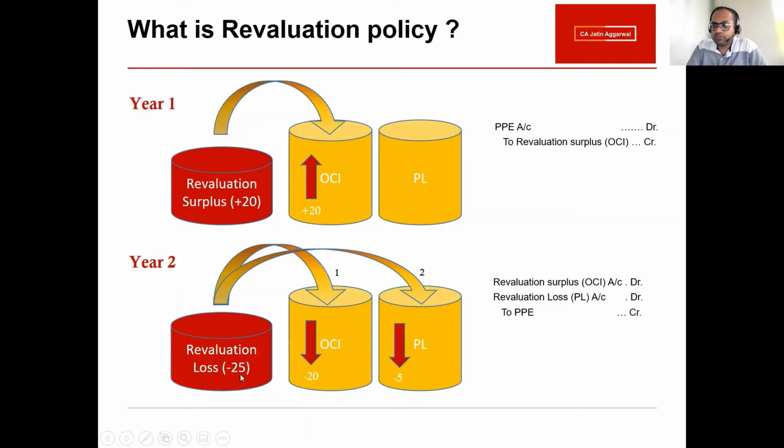For accounting this 25 rupees of loss, first you will utilize the surplus which is available in the OCI. So first you reduce your OCI balance of 20, and whatever is the balancing figure, the second step would be to park this extra loss into your P&L. So what is going to be your accounting entry? Revaluation surplus OCI account debited, and revaluation loss, which is going to be charged in the P&L account, debited, which is going to be 5, to PPE. Right. This is how your accounting entries would flow.